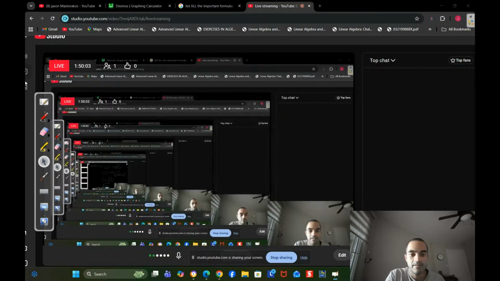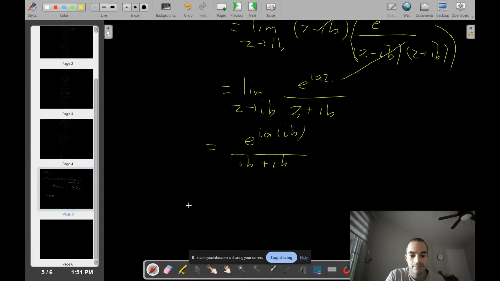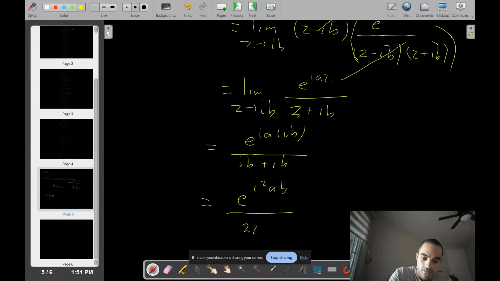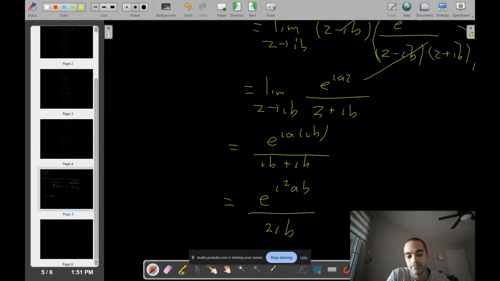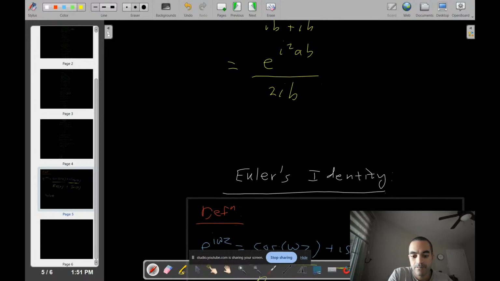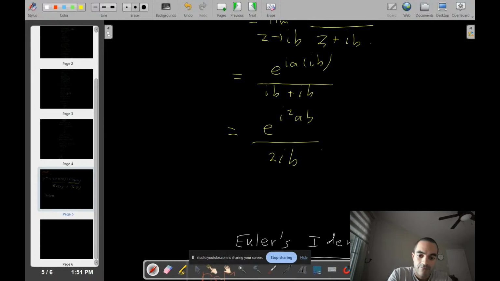Okay, we'll understand that. Then from here, this is e to the whole power of i squared ab divided by 2ib. And then from here, i squared is -1, so that becomes e to the negative ab power divided by 2ib.